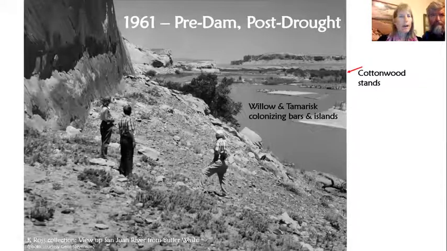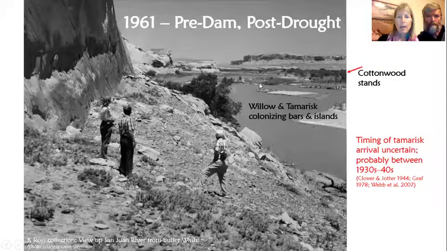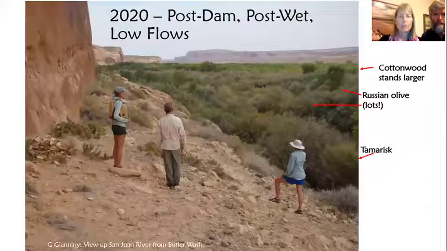And then if we move down river a little ways, now we're looking upstream on the San Juan from near Butler Wash. And here we are in 1961, which is pre-dam still, but after most of that really dry period. You can see that there are cottonwood stands that are more dense along the shoreline. And on the islands and bars, we're starting to have colonization by willow and tamarisk. The timing of tamarisk arrival in this area is a little uncertain, but probably sometime between the 30s and 40s.